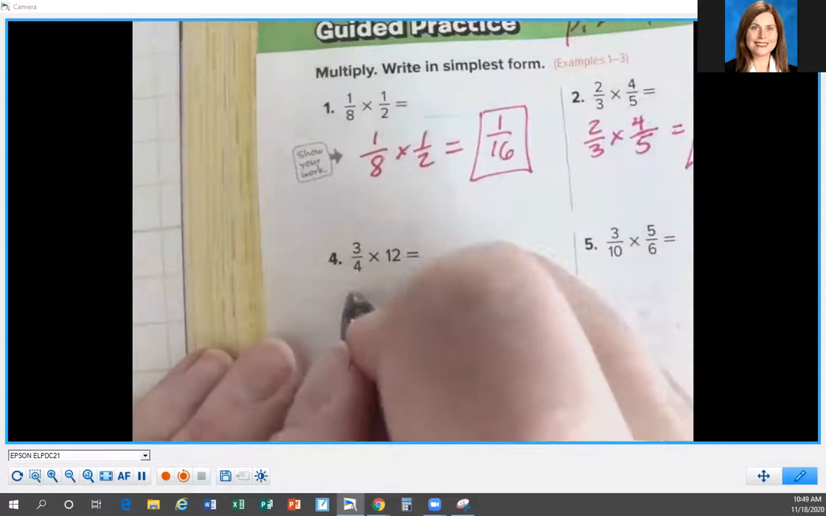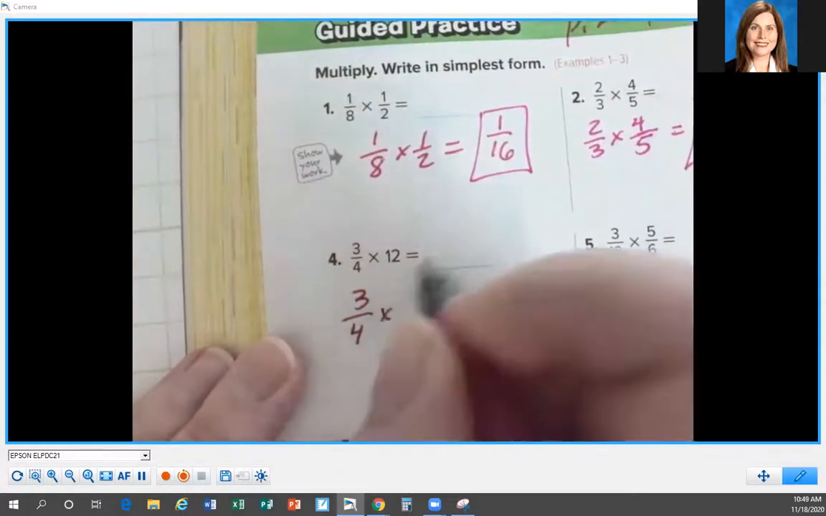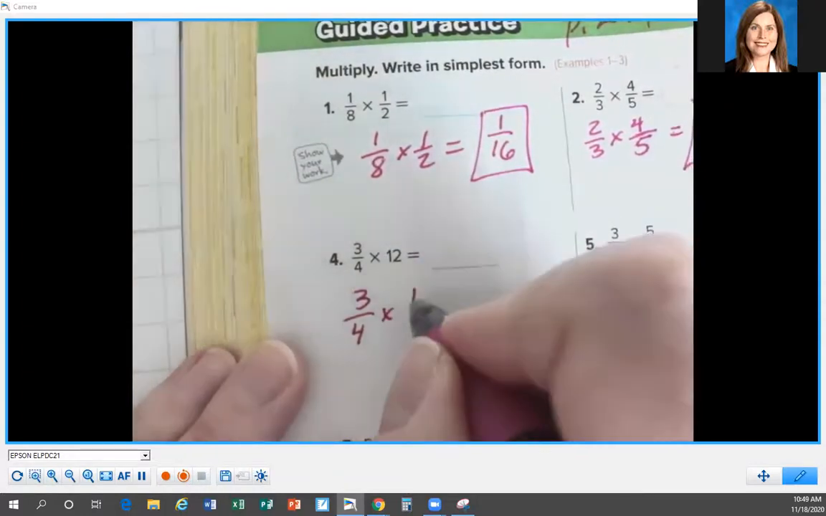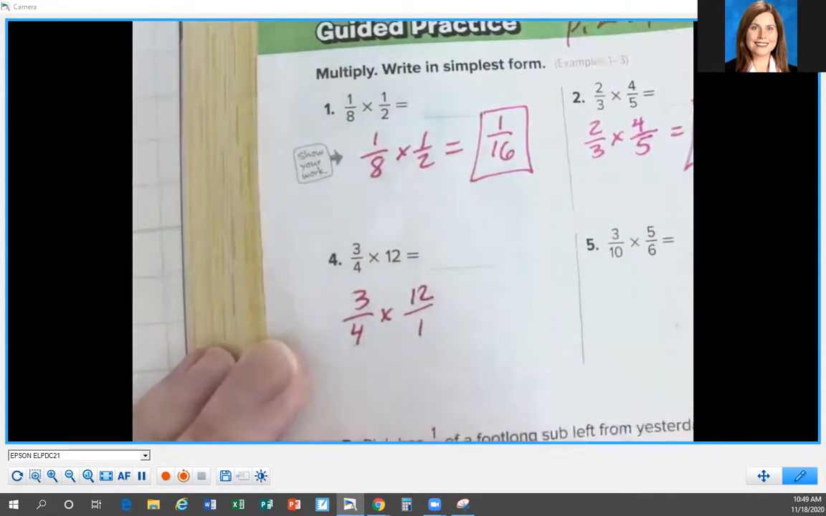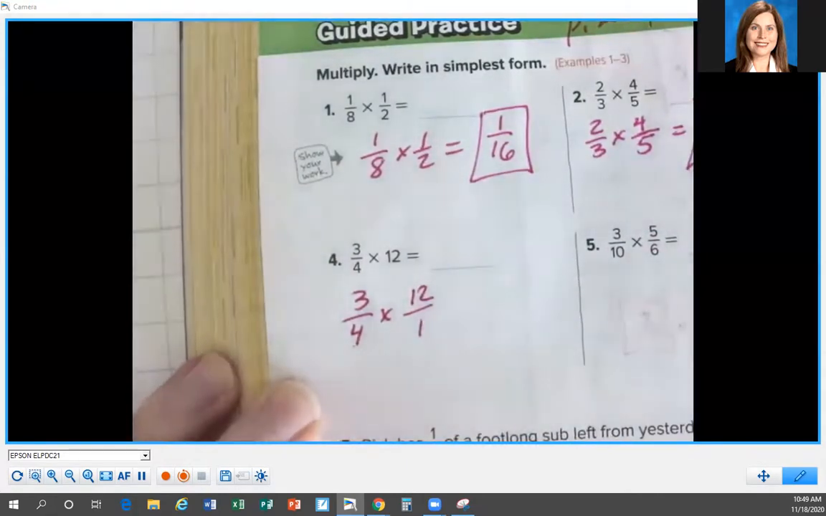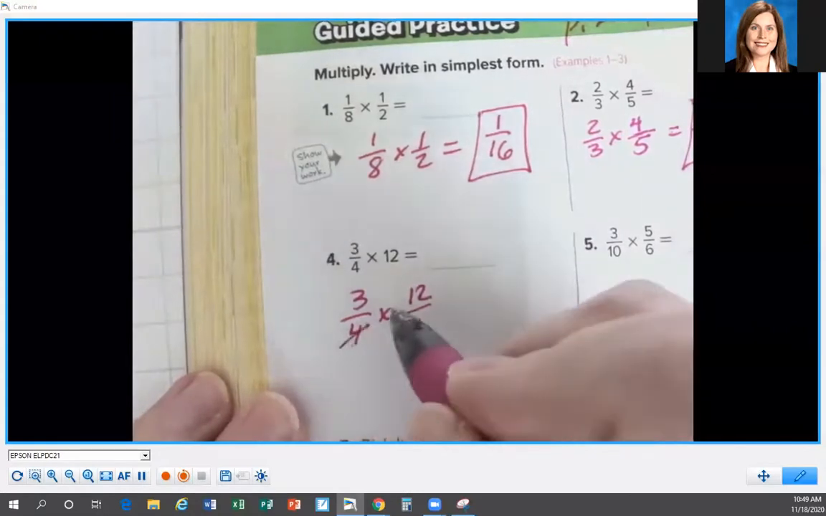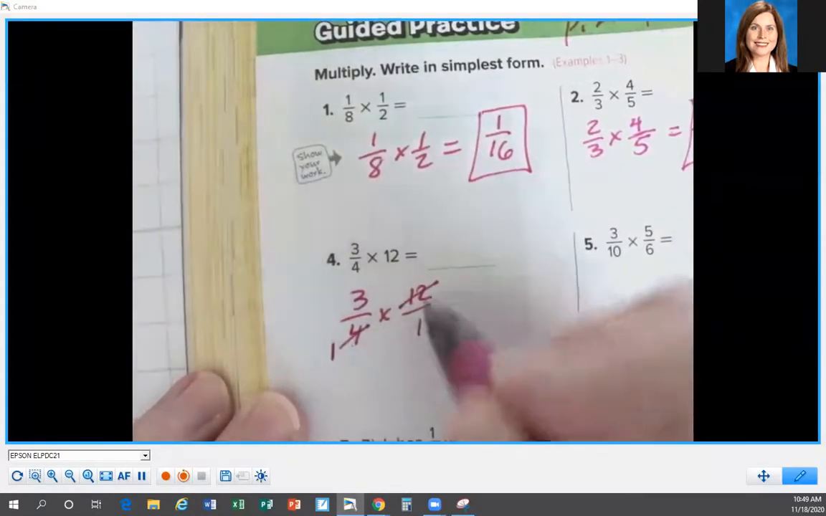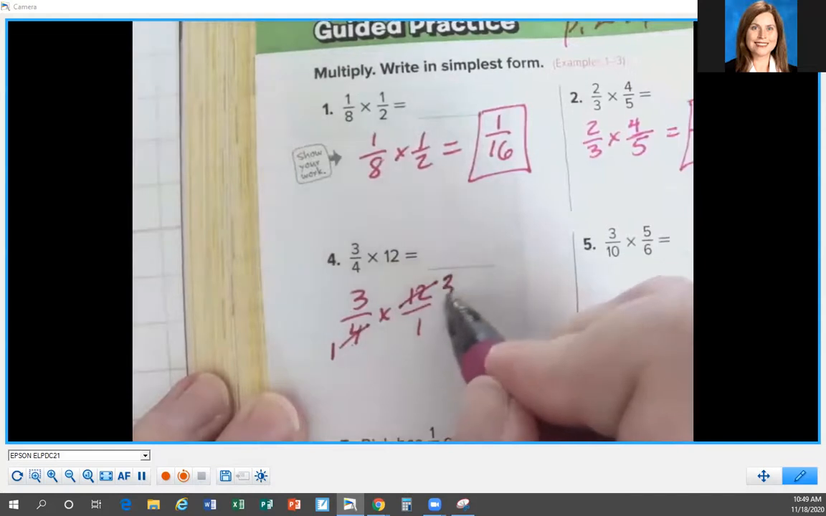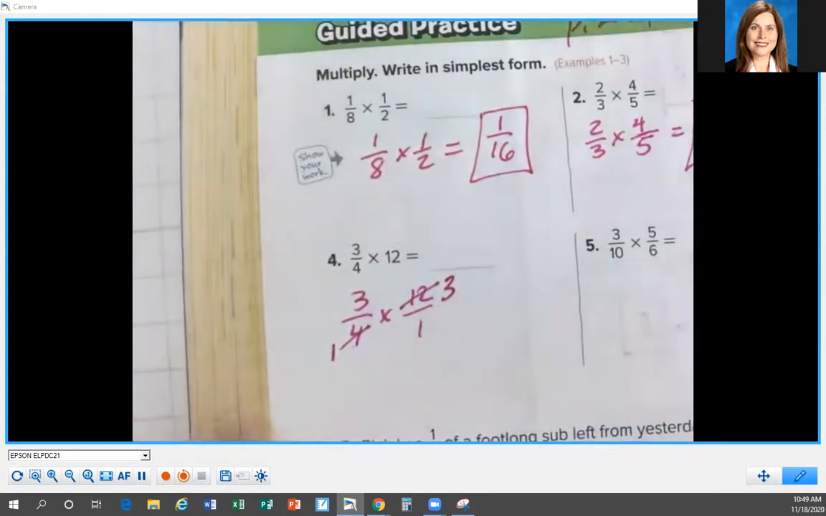3/4 times 12. I'm going to write my 12 as 12/1. So I look at the 4 and the 12. Can I cross cancel there? Yes, I can, because 4 and 12 have a common factor of 4. 4 divided by 4 is 1. 12 divided by 4 is 3.